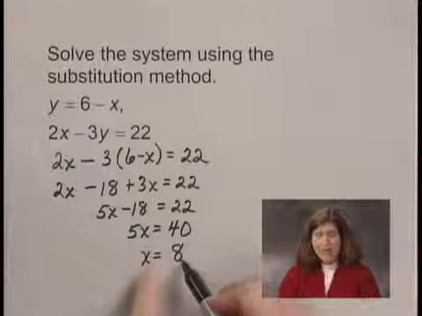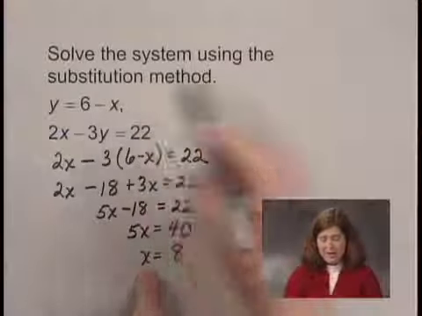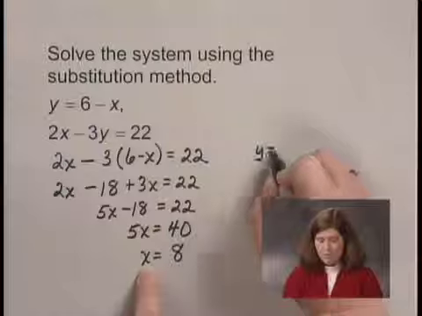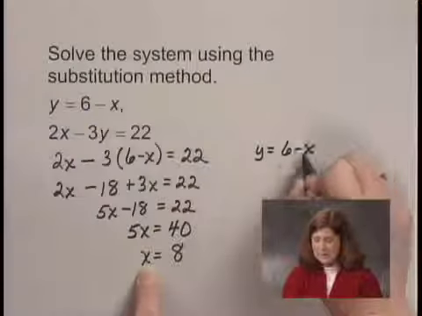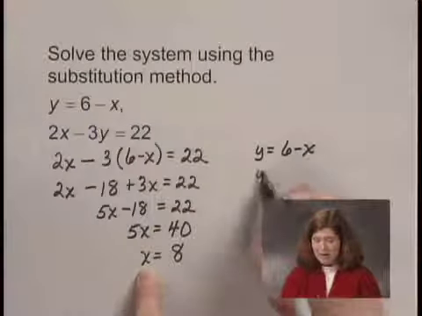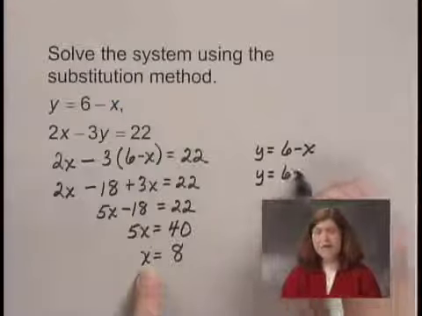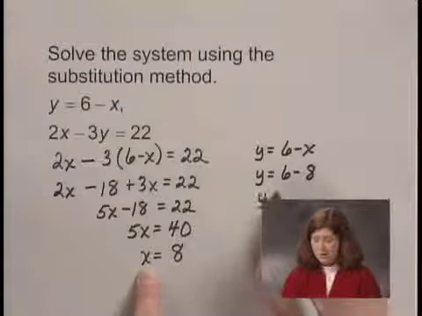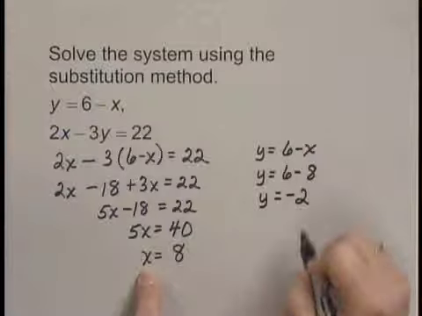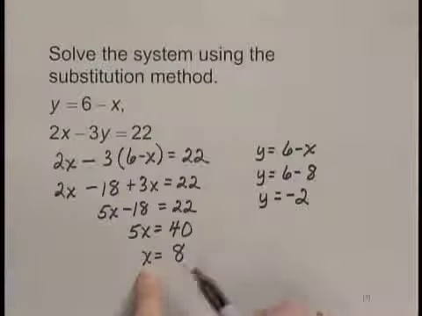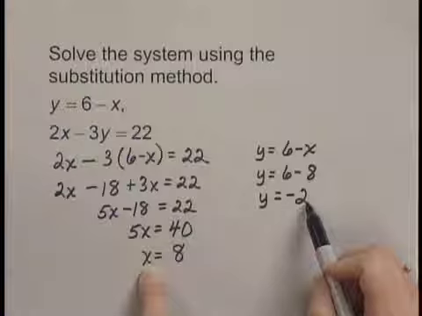So now that I know x is 8, and I know from here that y equals 6 minus x, I know that y has to equal 6 minus 8, or y has to equal negative 2. So now I have an ordered pair, 8, negative 2.